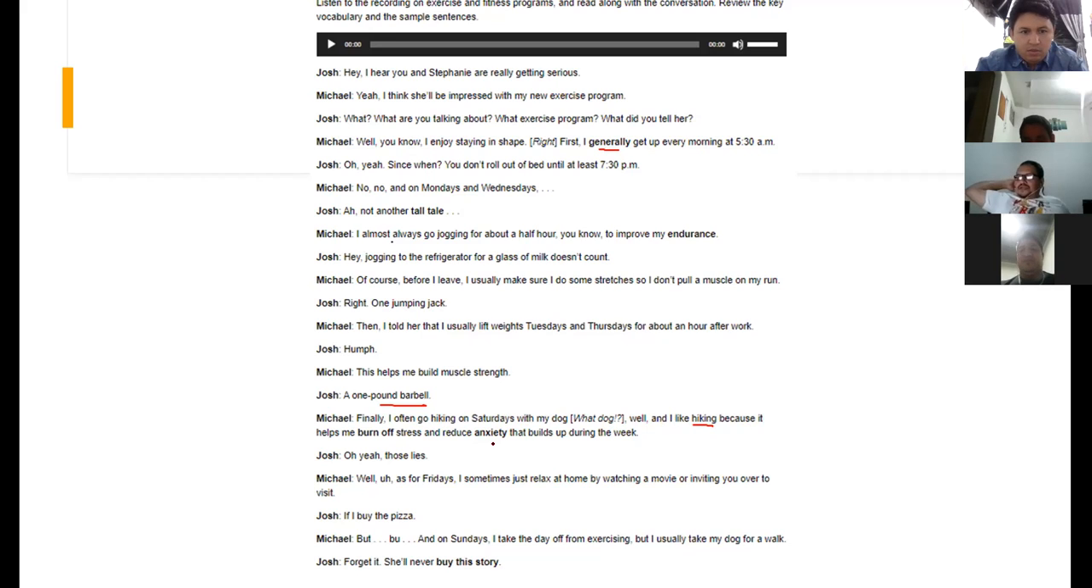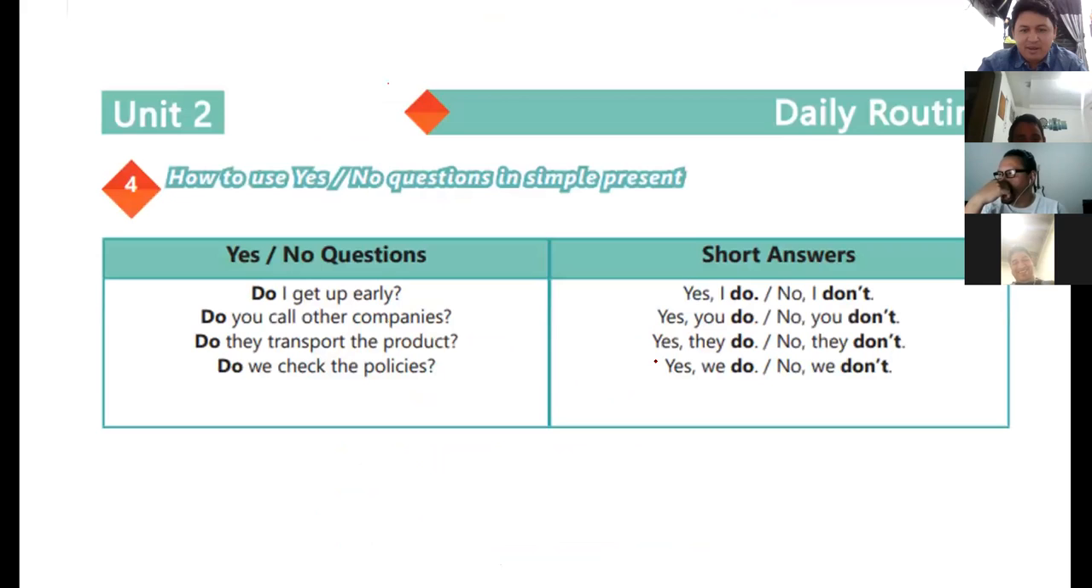Because it helps me burn off stress, ¿verdad? And anxiety that builds up during the week, ¿verdad? El único ejercicio que hace es este, ¿verdad? Este, así de la mano. So that's the only exercise. Lo viernes, dice. Pero hoy estudia, dicen, inglés. Hey. Exactly. Exactly. All right, so let's continue over here.